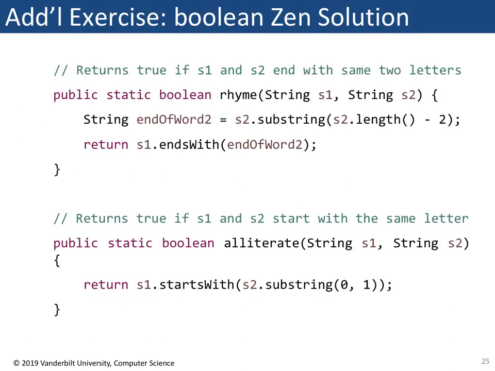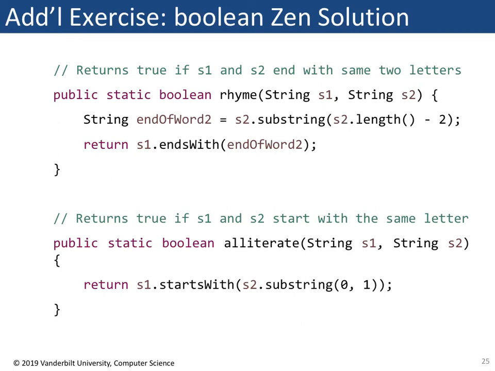So here are two methods to accomplish what we've described. We have a method called rhyme and a method called alliterate. Both are declared as boolean methods. So let's look at rhyme. We're going to pass strings s1 and s2, and we're talking about whether they rhyme or not, but let's make that concrete. What we're really after is whether or not the two words end in the same two letters.